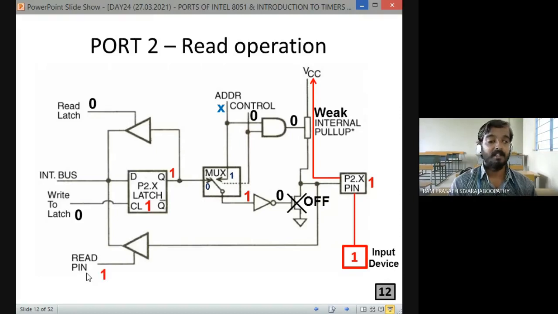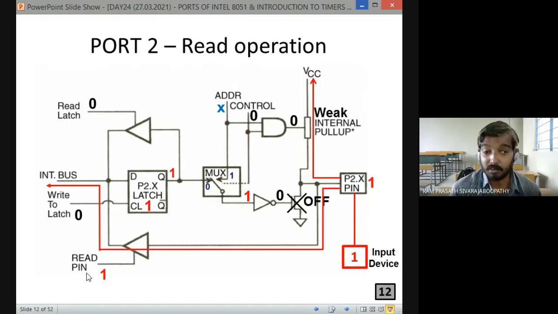Yes, read pin. So the logic at the pin is getting into the internal bus. So that's why I have told many times, write to latch, read from pin. Whatever you write goes and gets written to the latch, but what is read is read from the pin. The port latch will not be read. Whenever you are doing a read operation, this buffer will get enabled.